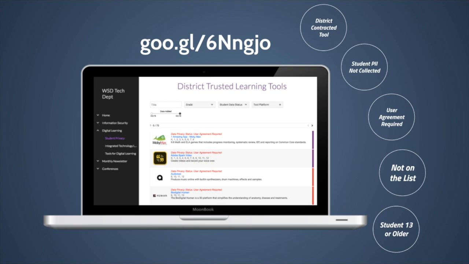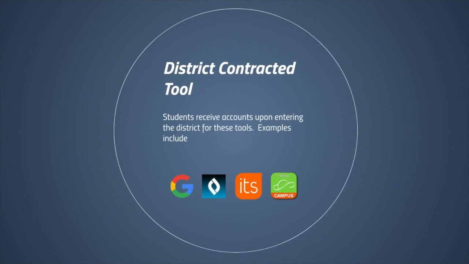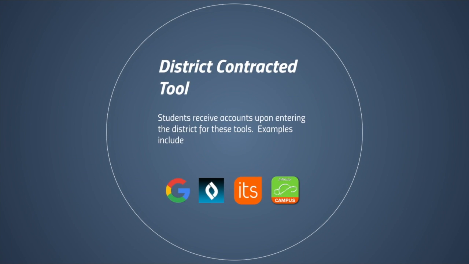Your administrators have reviewed the privacy policies of all the apps and tools listed and have given each a rating based on those policies. Each tool will be marked with one of three data privacy statuses: District Contracted Tool, Student PII Not Collected, or User Agreement Required. COPPA does allow schools to act as an agent for parents for services that they are contracted with, such as Google, It's Learning, and Infinite Campus. Students automatically are given an account with these tools upon entering the district. These tools are marked as District Contracted Tool.